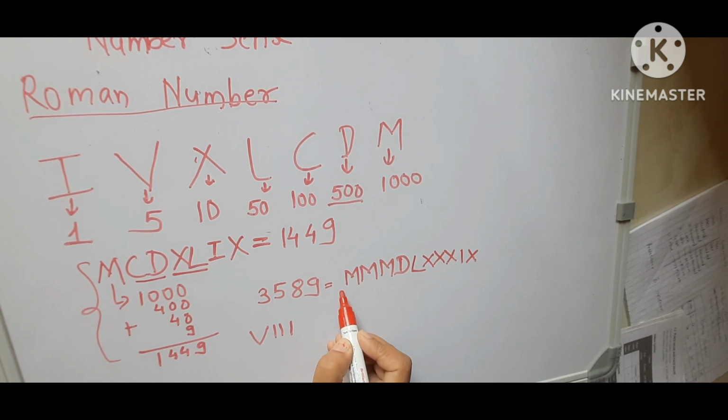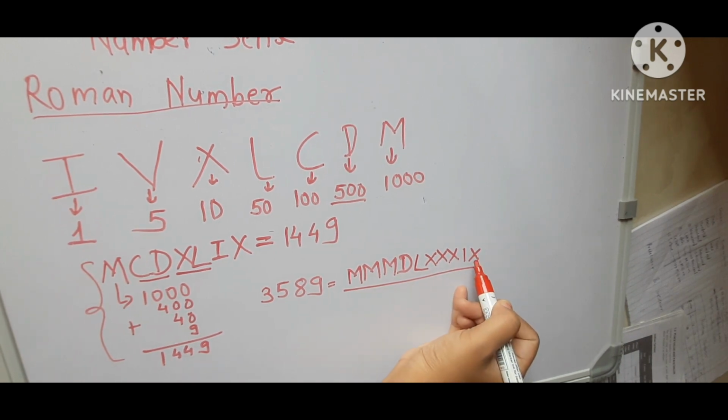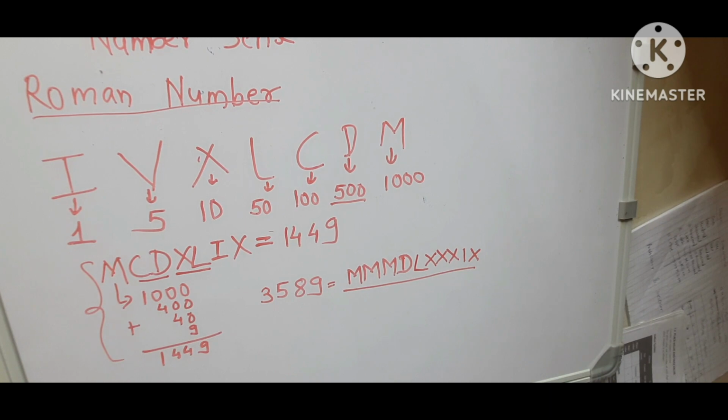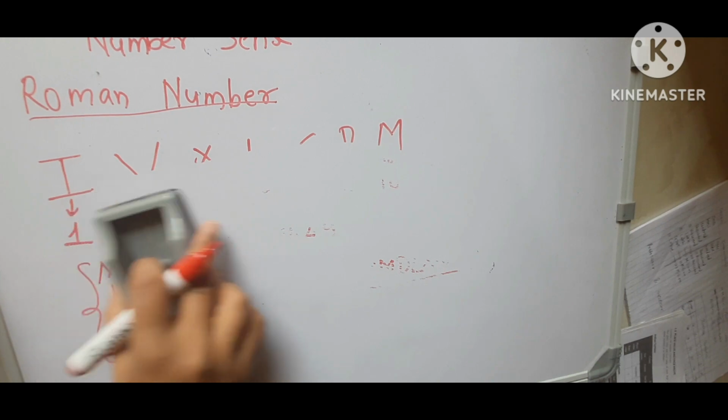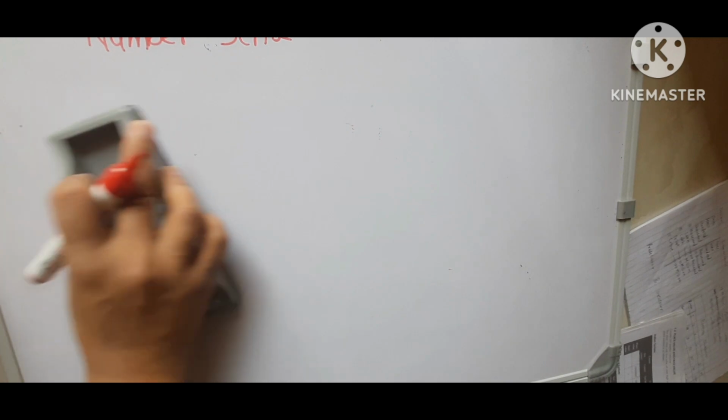So the way to write the Roman number value of 3589 is 3 times M, D, L, 3 times X, and IX. Okay, I hope writing Roman numbers and converting Roman numbers into normal numbers is clear. Now we'll move to the next topic. We'll see more examples when I solve all the paper questions from the book. We'll solve each and every question. You can check that, and we'll see each and every example in that episode.